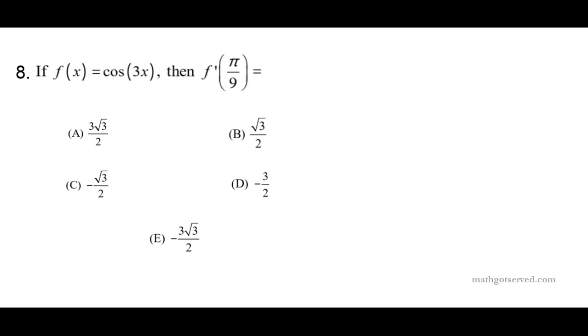All right, let's take a look at question number 8. It reads, if f of x is equal to cosine 3x, then f prime of pi over 9 is... So to find f prime of pi over 9, there are two parts to it. Part 1, you find the derivative, so find f prime of x, and then part 2, you evaluate f prime of pi over 9.